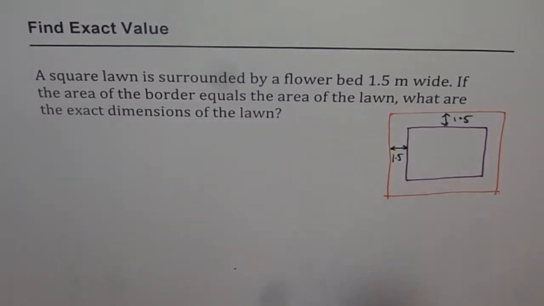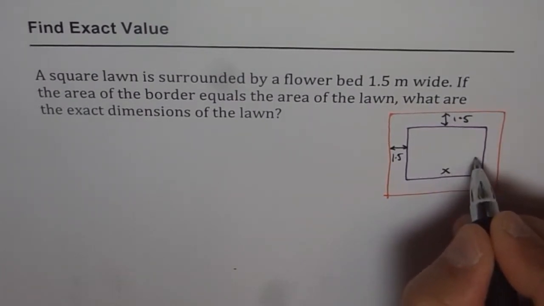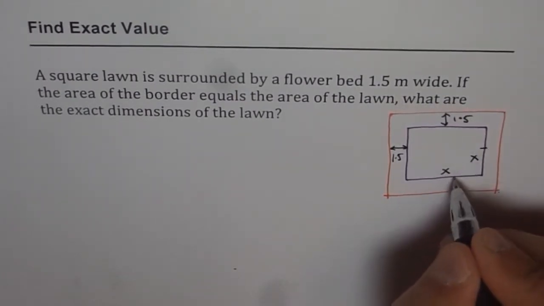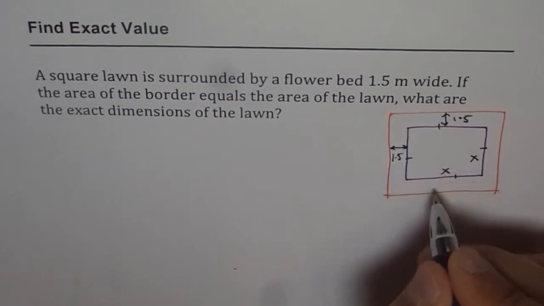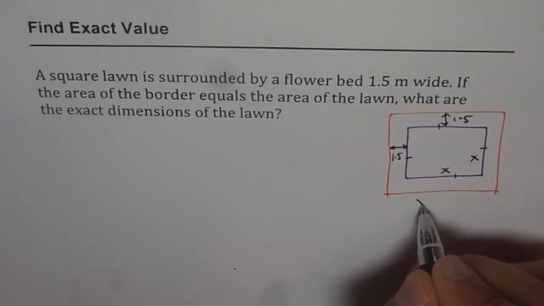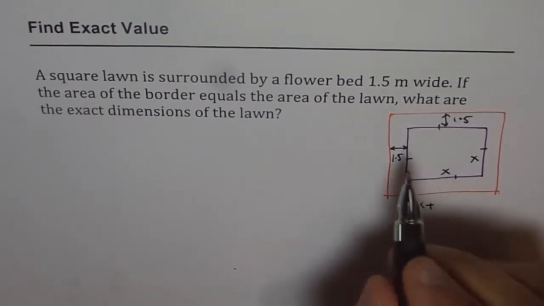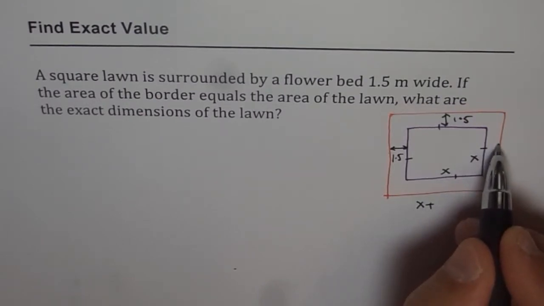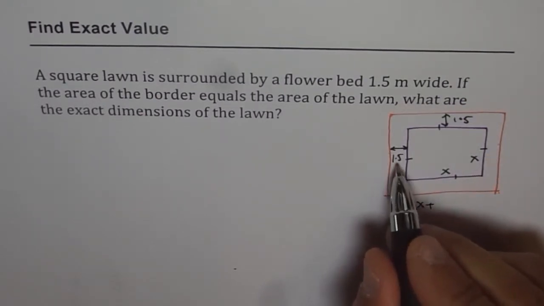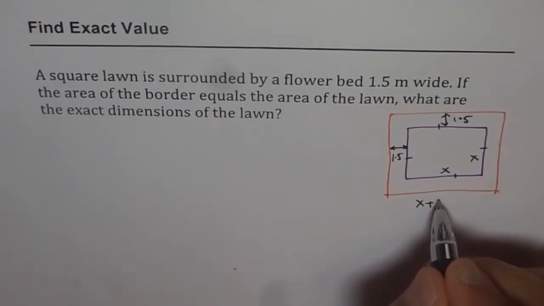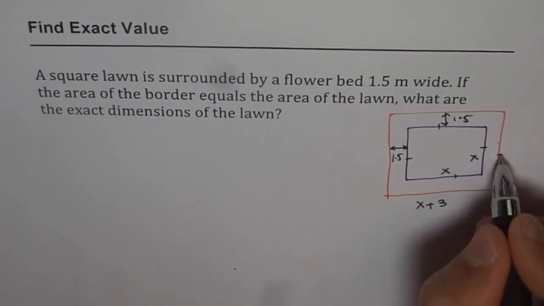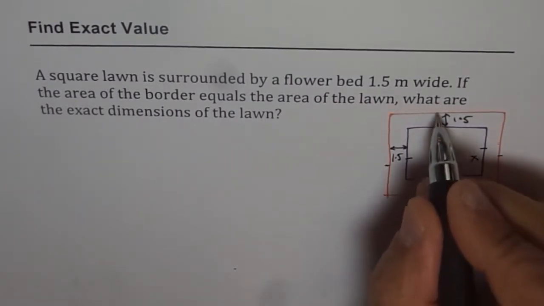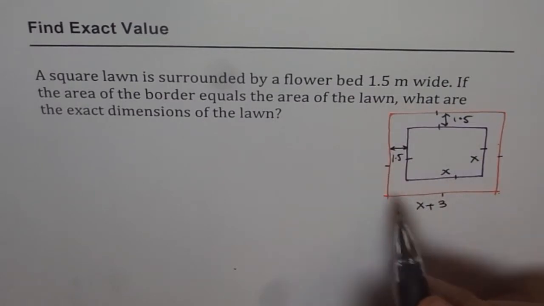Now what we can assume is, let the inside dimensions be x, all these sides are equal. Then the outside dimensions will be x plus 1.5 on the left and 1.5 on the right side also. So it is 1.5 times 2, which is 3. So we have x plus 3. So all the sides are x plus 3 for our square boundary, right?